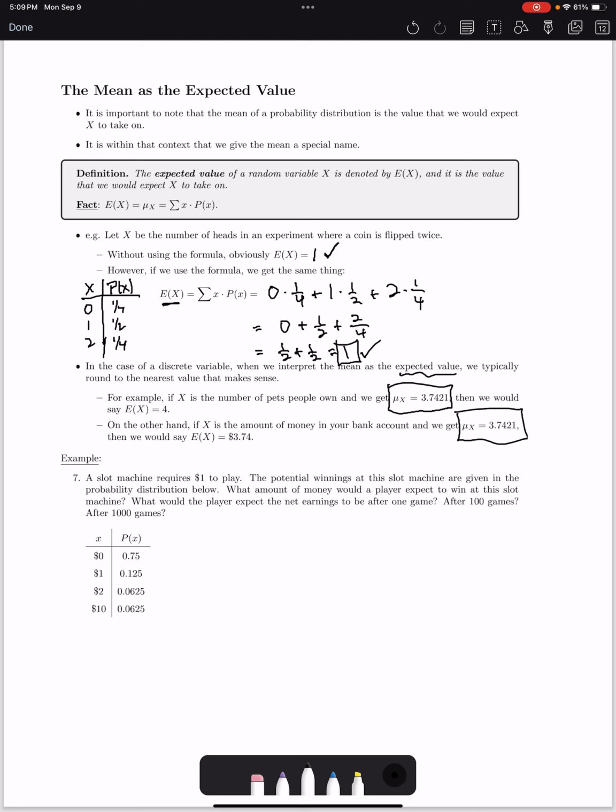Anyway, let me just give you one last example here to illustrate interpreting the mean as an expected value. Number 7 says, a slot machine requires $1 to play. The potential winnings at this slot machine are given in the probability distribution below. What amount of money would a player expect to win at this slot machine? What would the player expect the net earnings to be after 1 game, after 100 games, after 1,000 games?